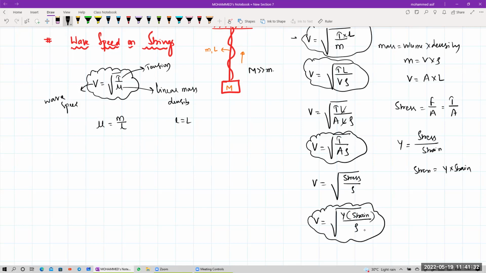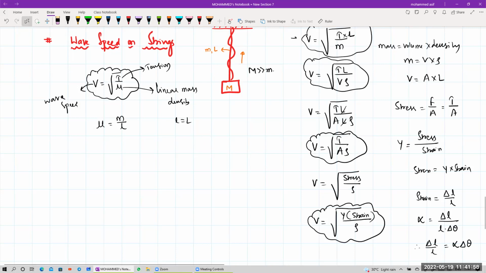Strain means what, beta? Strain is nothing but change in length by original length. From thermal expansion of solids in the first year chapter, alpha is equal to delta L divided by L into delta theta. Delta L means change in length, L is your original length, delta theta is your temperature difference. Therefore, delta L by L can also be written as alpha into delta theta.